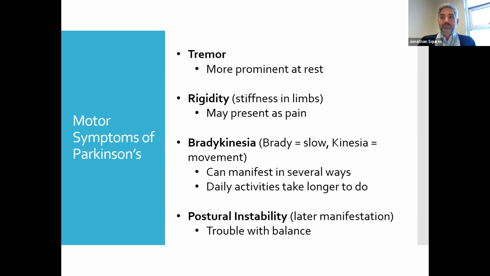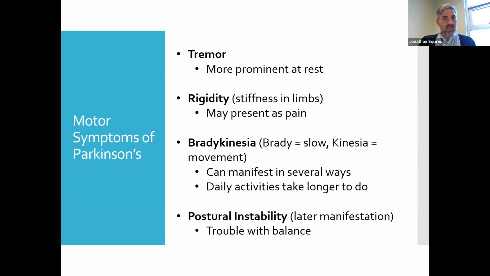Rigidity, and again, we talk about stiffness, but some people, when they say they're stiff, it's more like things hurt and they have some arthritis. What we mean is when we move your limbs around passively, there's some resistance to that. So the muscle tone is increased. And then bradykinesia, which is, again, that slowness of movement. And again, that's really the defining feature of Parkinson's disease, is the bradykinesia.